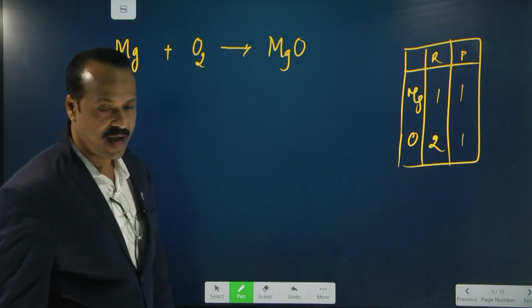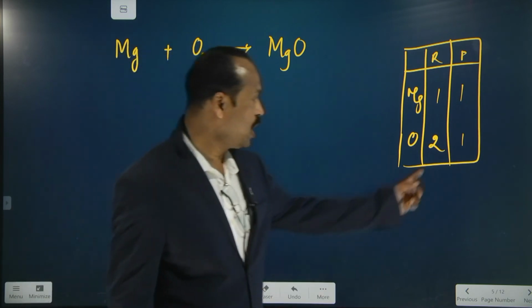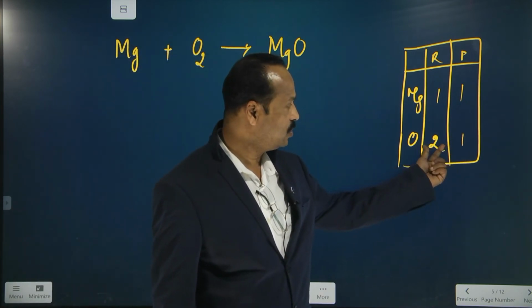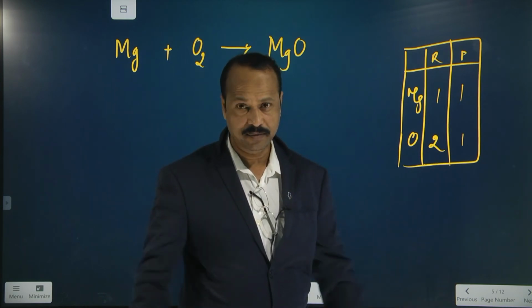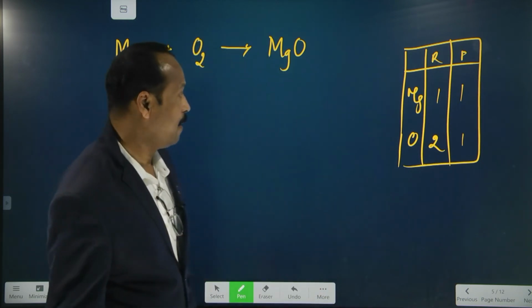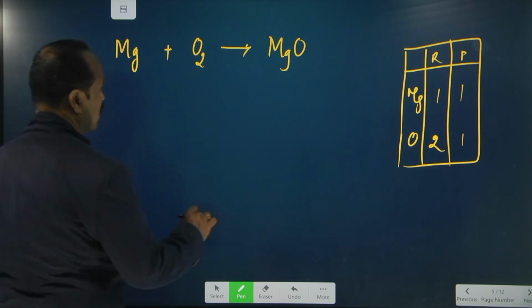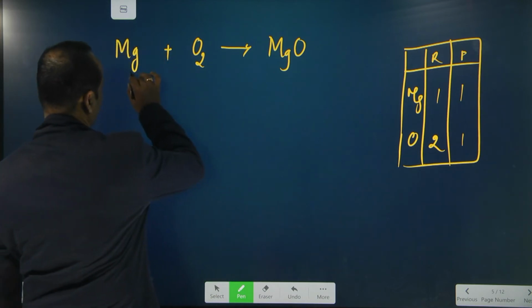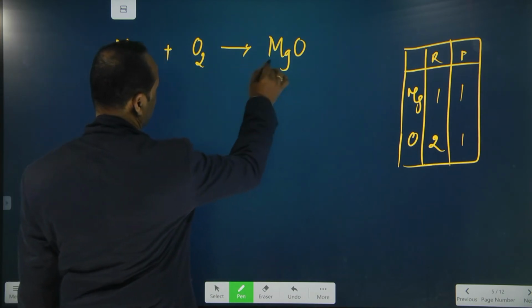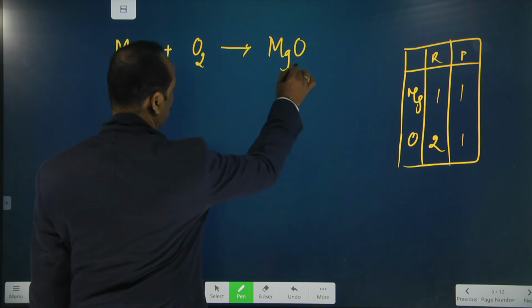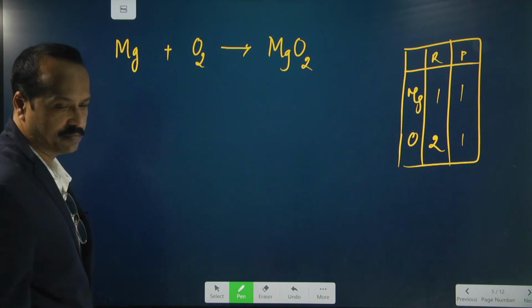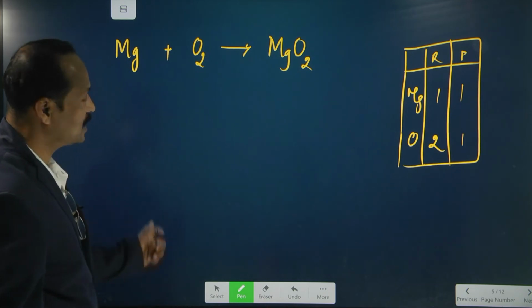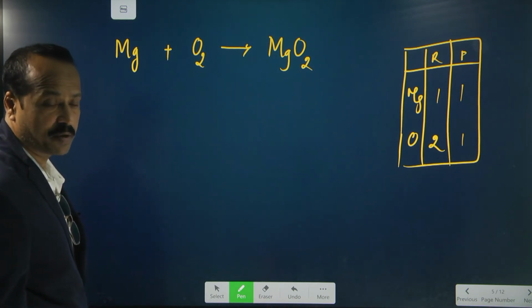So now to balance the chemical equation, what do you have to do? I have to make this also 2. Yes or no? 2, 2, 1, 1. Then it will be balanced. Is it clear? So how can I make it? Can I write this here? 1 magnesium, here 2 oxygens, here 1 magnesium, but here only 1 oxygen is there. So can I write 2 here, so that it becomes MgO2? Then both sides the number of atoms become equal.